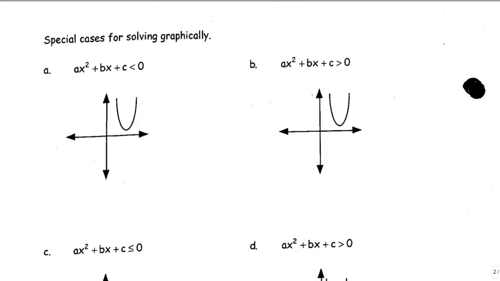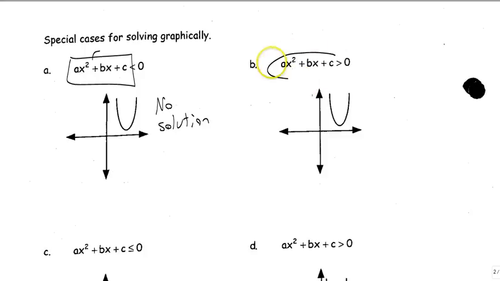Special cases for solving graphically. So if I graph this, it's saying, where is this U less than 0? Where does this U go below the 0? Hopefully you see that it doesn't. It's up here. This would be no solution. It never goes below 0. There's no part of the U under there.